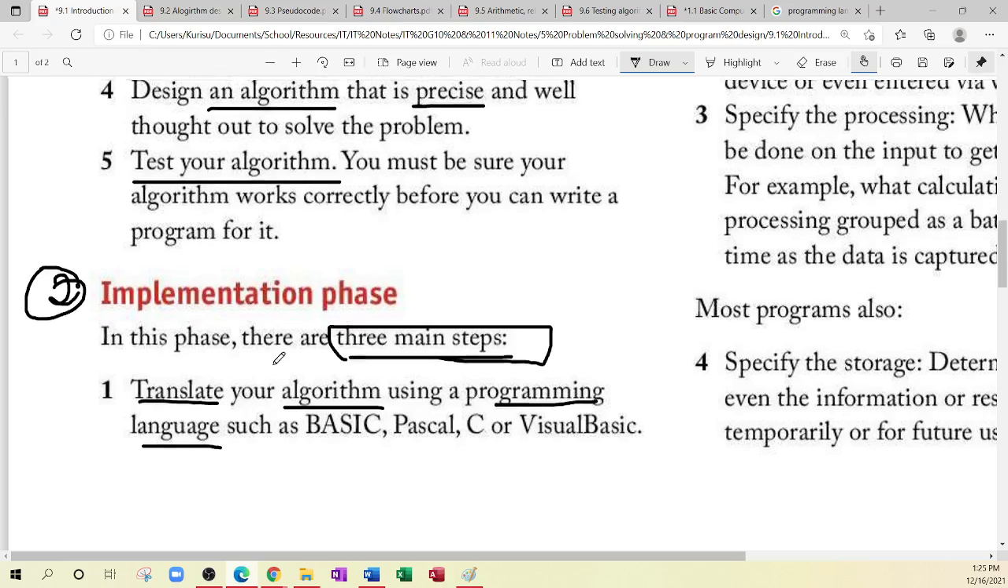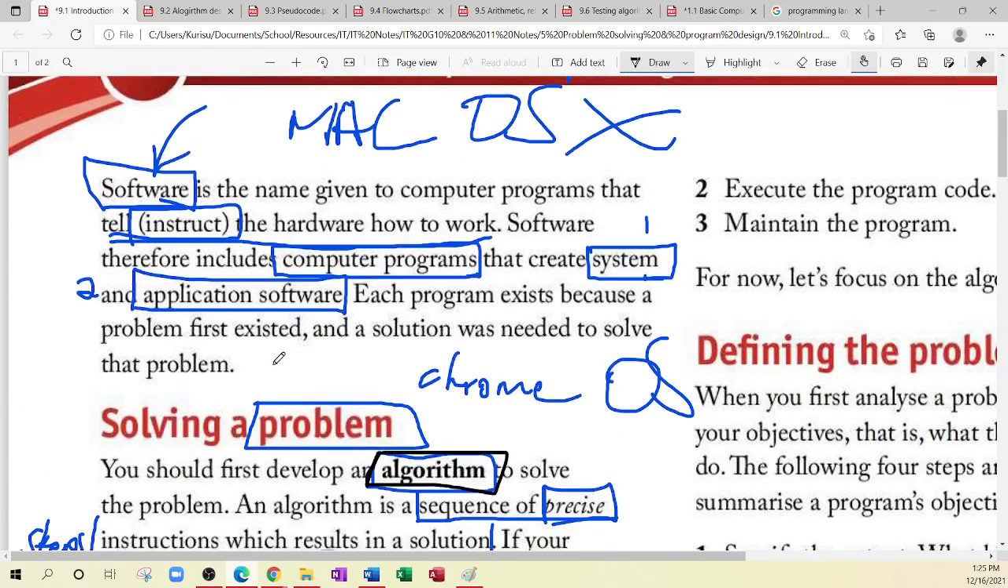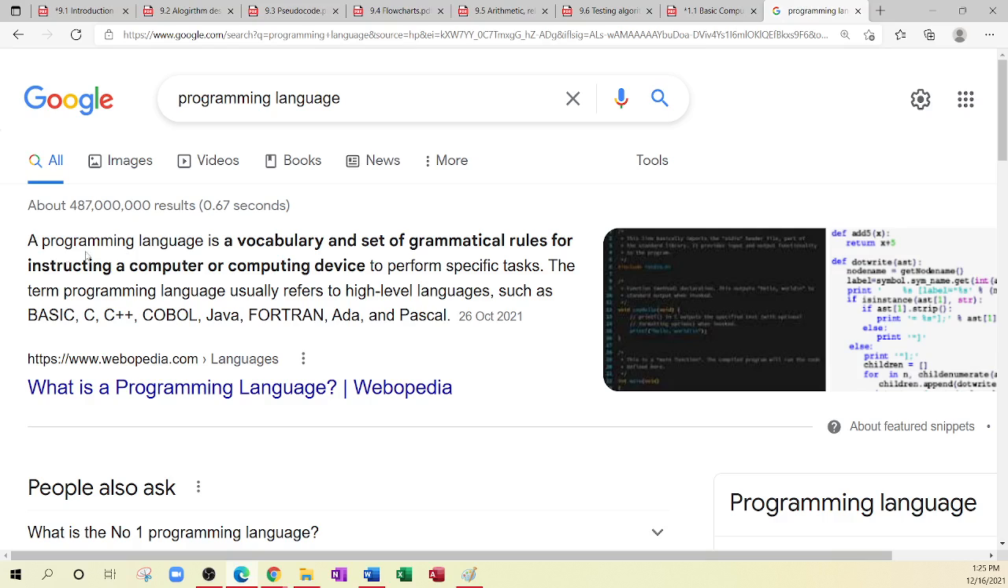So if we go back to our definition of software, software is the name given to computer programs that tell or instruct the hardware how to work. So remember, the software has to tell the hardware how to work. Now, how does it tell the hardware how to work? It has to speak to the hardware. How does it speak to the hardware? Well, it does that through a programming language. Through some form of programming language.